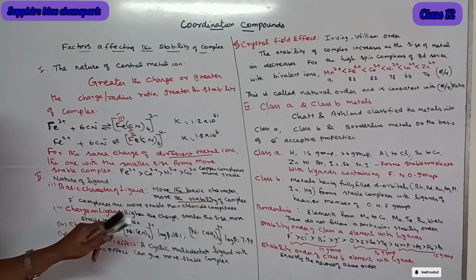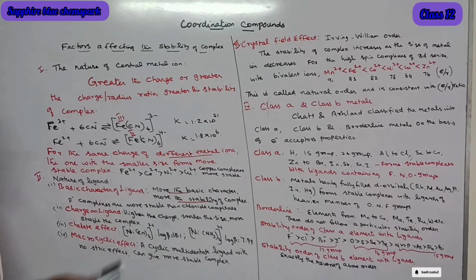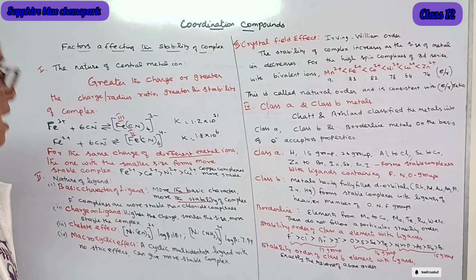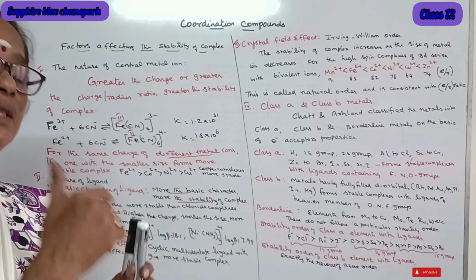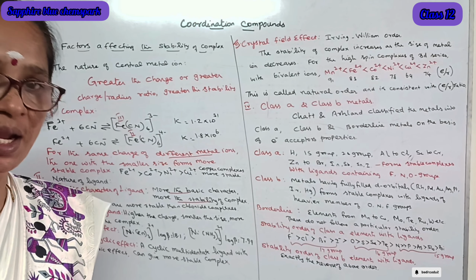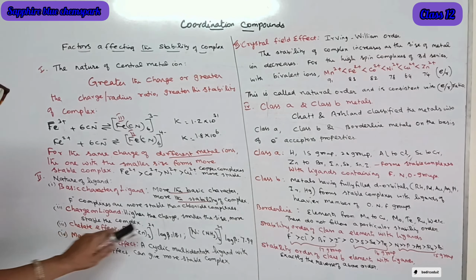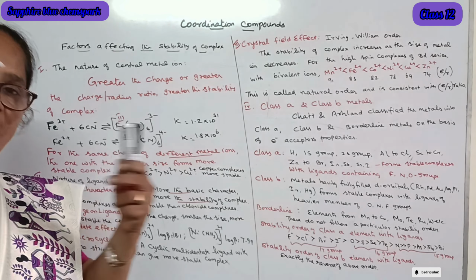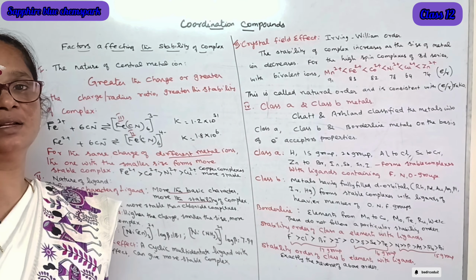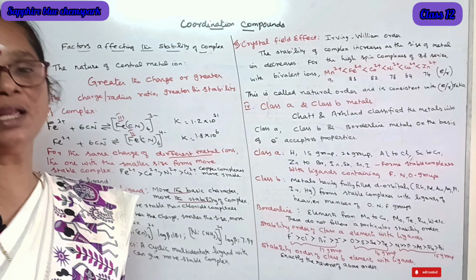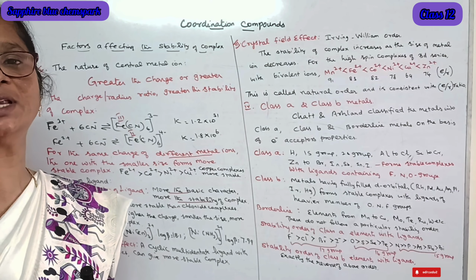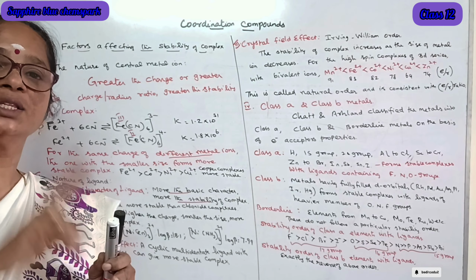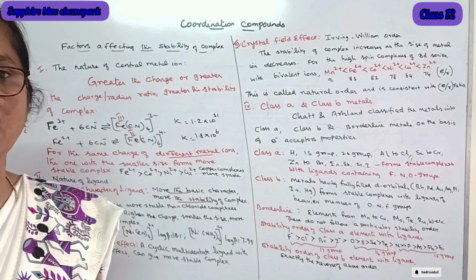The next one, charge on ligand. If the ligands have higher charge and the size of the ligand is smaller, then they are able to form stable complexes. Then chelate effect. We have the bidentate ligand and we have the unidentate ligand. The bidentate ligand can connect to the central metal atom or ion through 2 of its donor atoms.